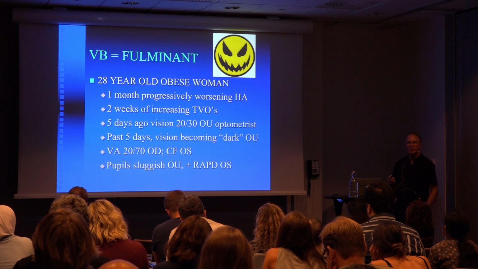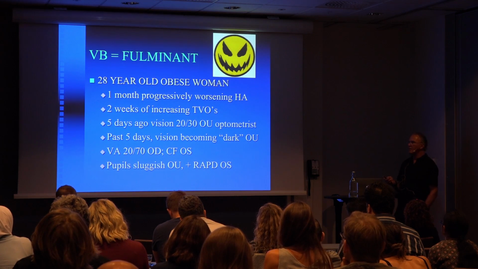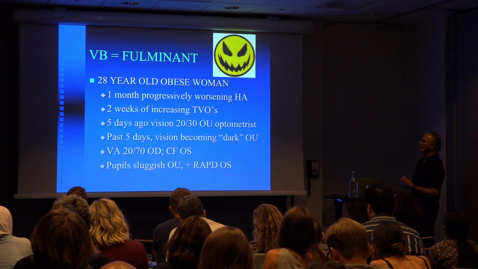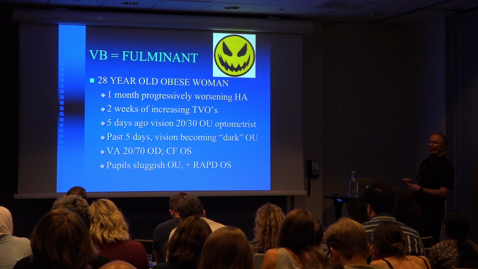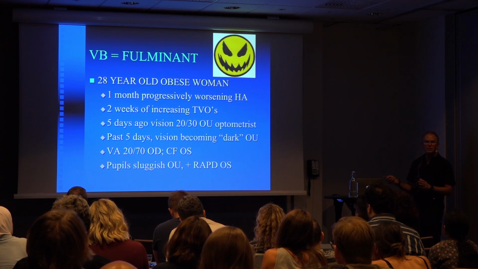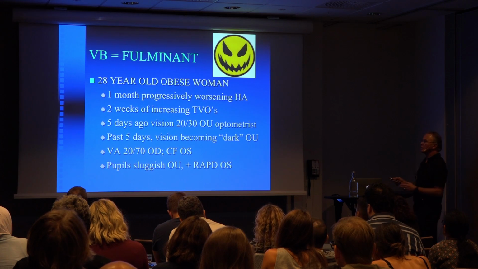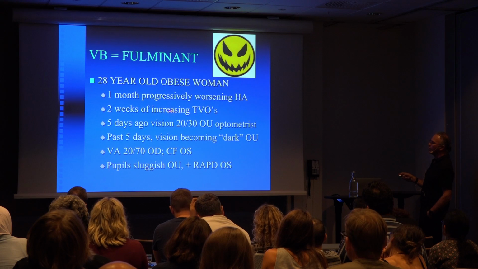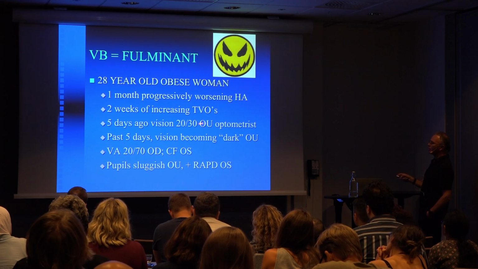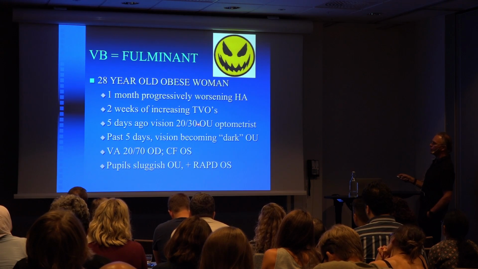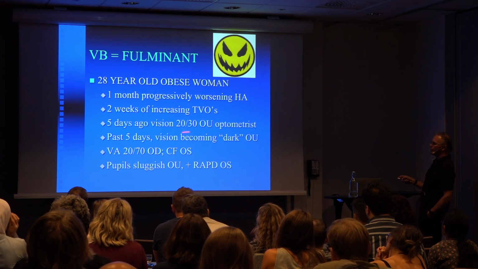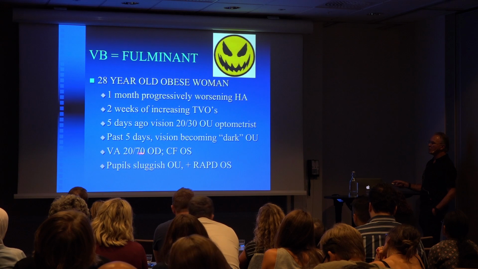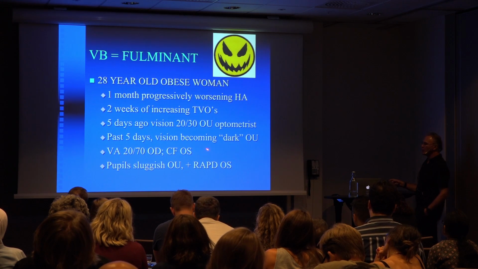And here's the case that you might not know about, so I wanted to make everybody aware of this. There is a subcategory of pseudotumor cerebri syndrome, the so-called fulminant IIH, which is much different than what I just told you. So, a 28-year-old obese woman again, worsening headache, worsening transient visual obscurations. Five days ago, she saw her optometrist and she was 20/30 in both eyes. In the past 5 days, vision has become dark in both eyes, and she's 20/70 in one eye, counting fingers only in the left eye.